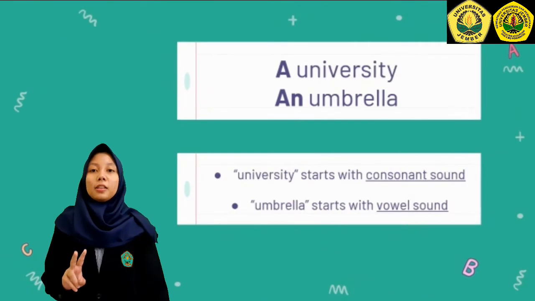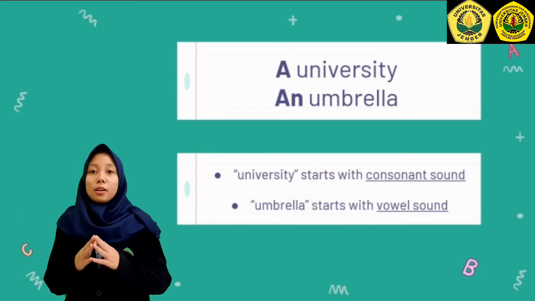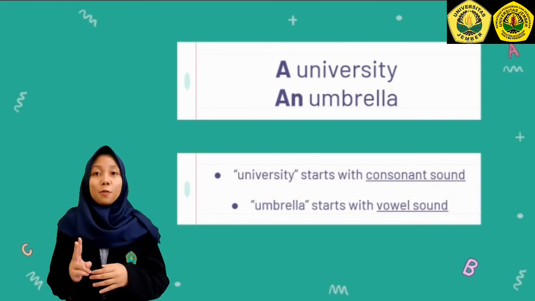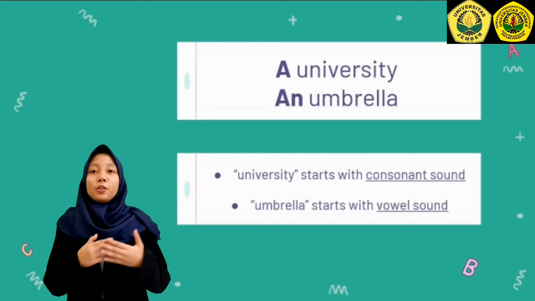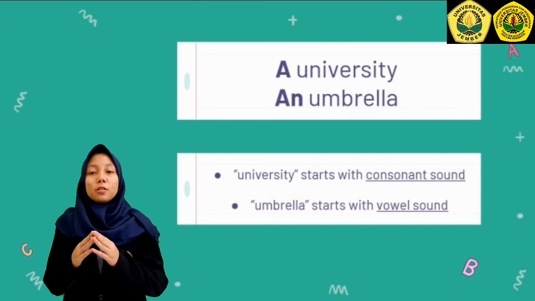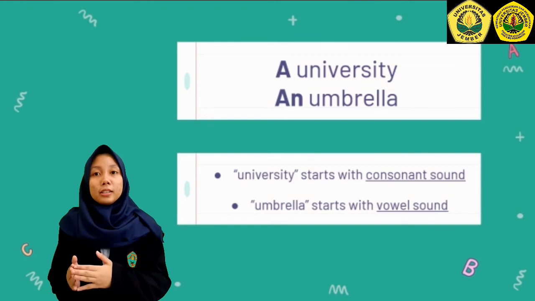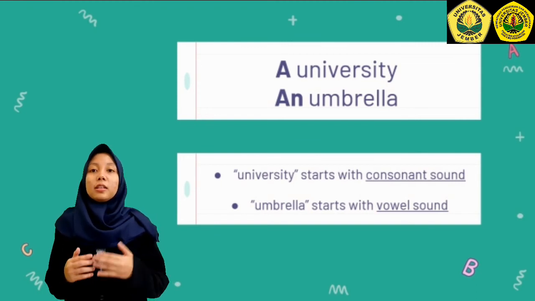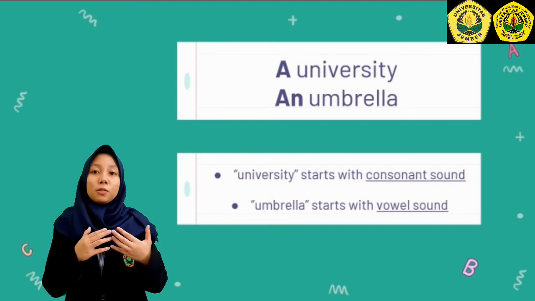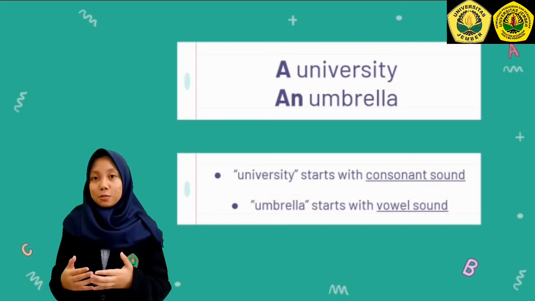The second example is about how vowels can create a consonant sound. Here I have two phrases. First is "a university" and the second one is "an umbrella". University and umbrella start with the same letter, that is U. But in here, university uses the article "a" and umbrella uses the article "an". This is because university starts with a consonant sound and umbrella starts with a vowel sound.